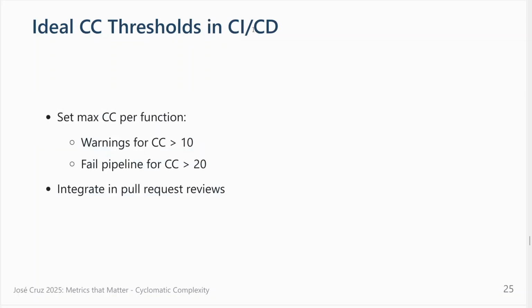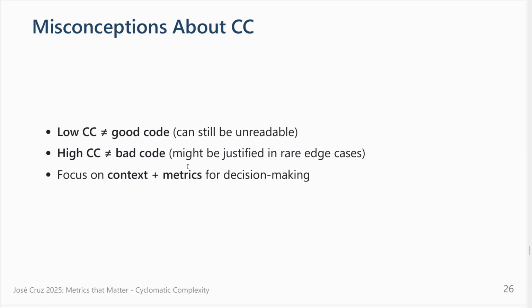So what is the ideal threshold? Just to remember, usually at CC plus 10, you should start to wonder what's happening. Fail if it's more than 20. Just fail the pipeline, or at least make sure that in the peer reviews you don't have such methods, unless you have legacy methods, but in those cases you should create a task on your backlog as technical debt to fix it in the future.